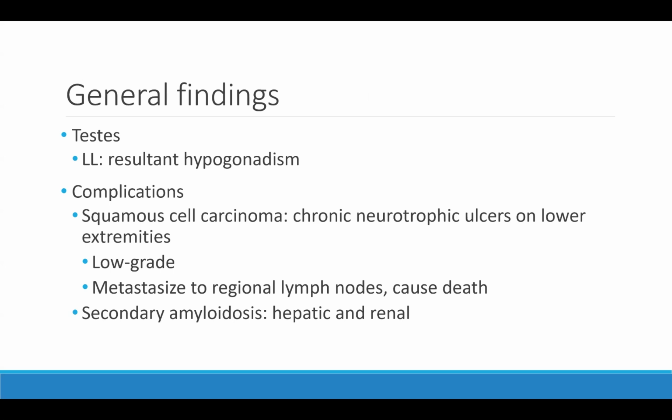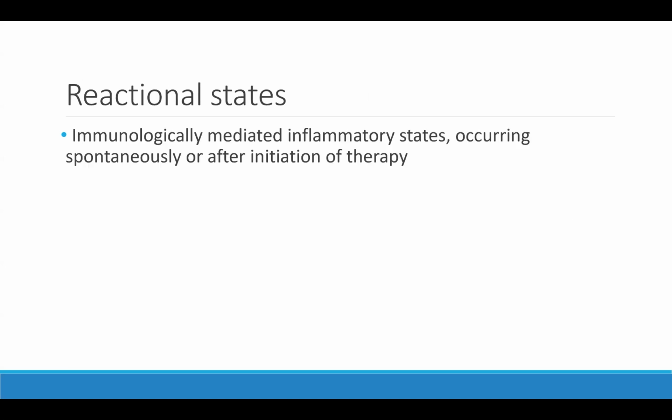Complications of leprosy include squamous cell carcinoma in chronic trophic ulcers on lower extremities. These are often low-grade and can metastasize to your regional lymph nodes and cause death. Another complication is secondary amyloidosis, especially for hepatic and renal involvement. Reactional states or lepra reactions are immunologically mediated inflammatory states occurring spontaneously or after initiation of therapy.